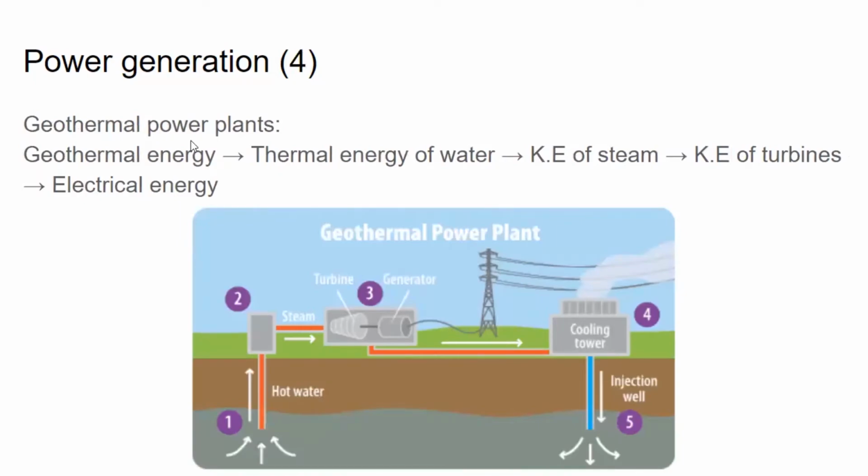The same is done with geothermal energy. So hot water is brought up from the ground into a chamber where steam is produced to power the turbines. When the turbines move, electrical energy is generated in the generator, which is further transported wherever electricity is needed.